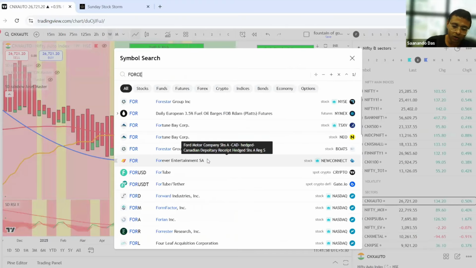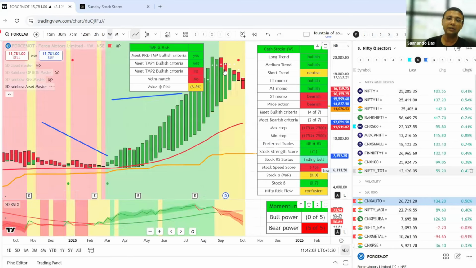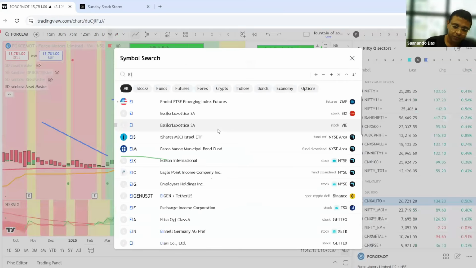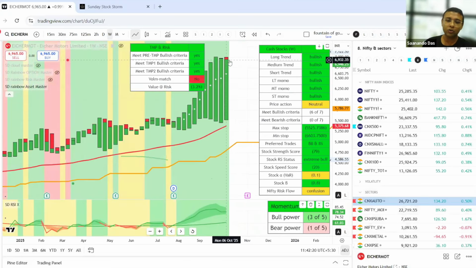Let's look at another stock, Force Motors. Right, a timely exit. That means Force Motors is no longer that great. It is actually bearish and can fall significantly lower. So Eicher Motors is also starting to undergo a correction. So what you can choose to do is, after a good run, take some money out and reallocate it, maybe to the metal sector.